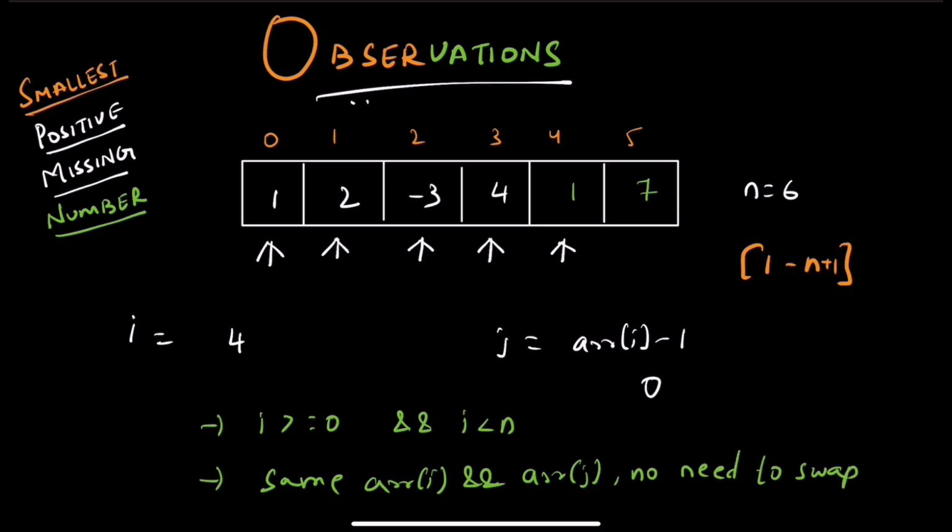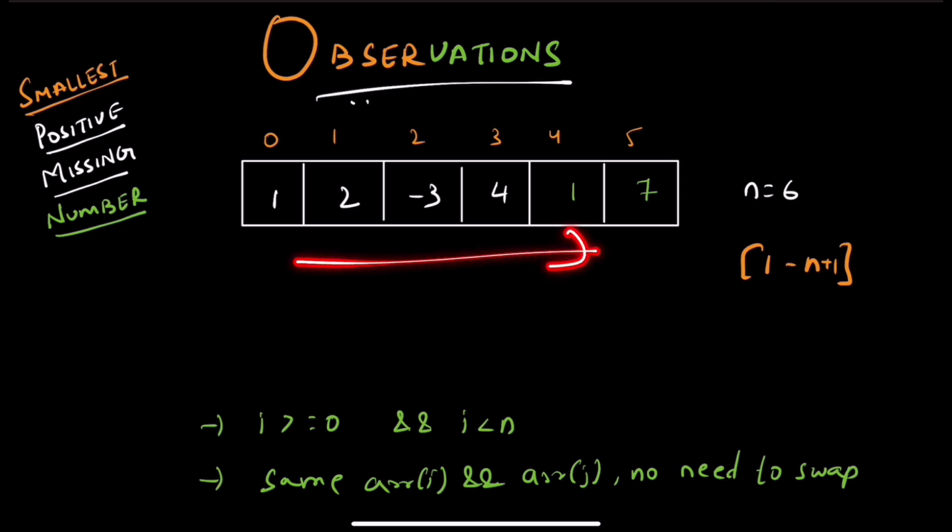Because here at index number 4 and index number 0, we had the same element, so we didn't swap, right? Now finally, at index number 5, the element is 7. Now we'll check whether this element is falling within this range. No, right? So here n plus 1 is exclusive and 1 is inclusive. Okay, that is the main point.